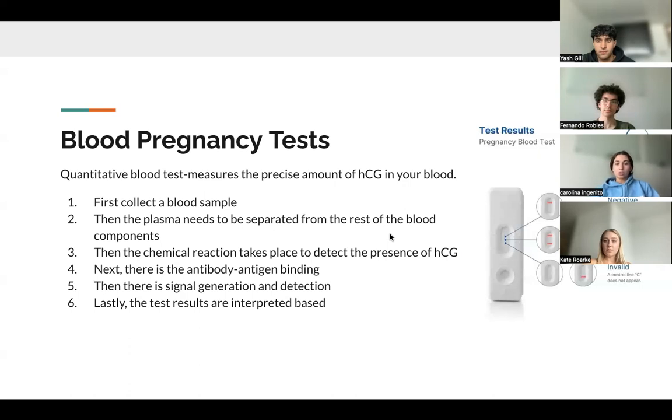Lastly, the test results are interpreted based on the presence or absence of the detectable signal, and the signal indicates whether HCG is present in the blood, indicating pregnancy. The concentration of HCG can also be determined, providing information about the stage of pregnancy.